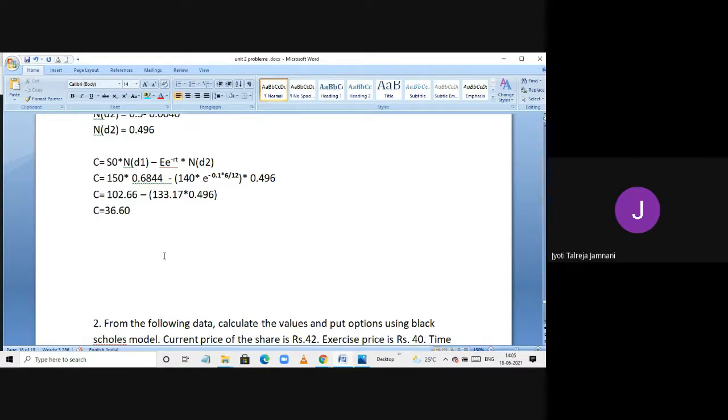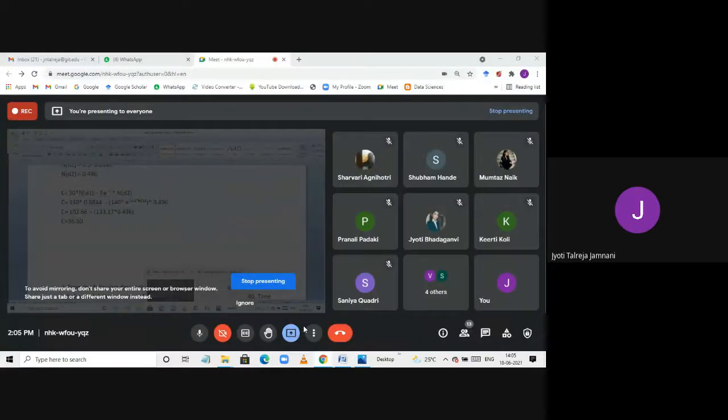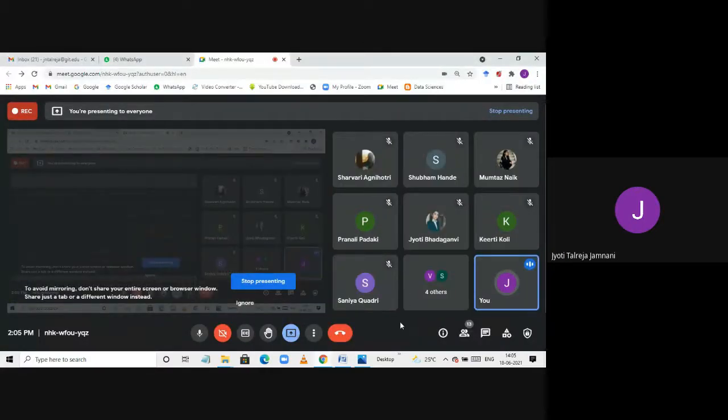Everybody is getting stuck there, or others have got it? No, ma'am, I'm not getting. Ma'am, Soumya got it. Mumtaz is not getting, and who else? Ma'am, me, Pranali. Pranali and Mumtaz. All others got it, ma'am. Sania, Sharvari, Vinanti, Shubham, I've got it. Jyoti, you're getting it?